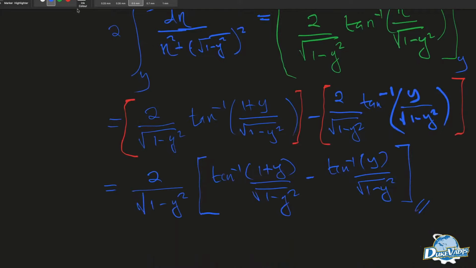But friends, I'm going to leave this one with you. I would like to give this one to you as an assignment. If you integrate this one and simplify it further, you will get cos inverse of y all over square root of 1 minus y squared. Try your hand on it and let me see whether you can get it right. Yeah, then we can talk further.